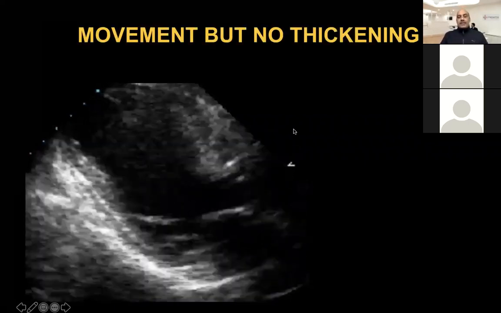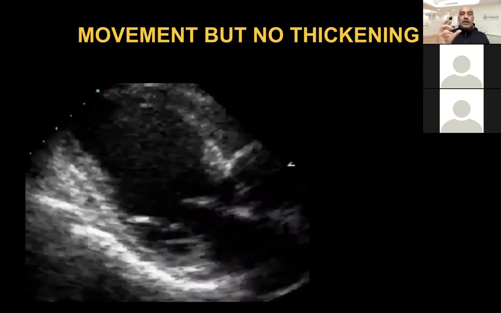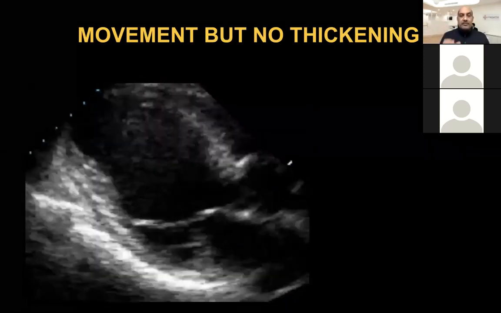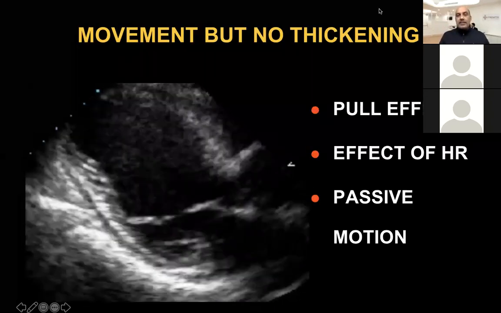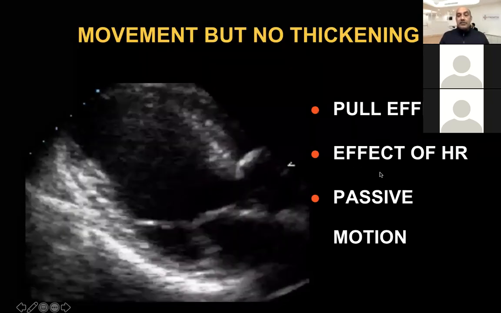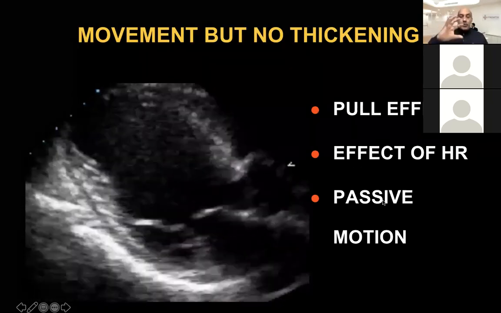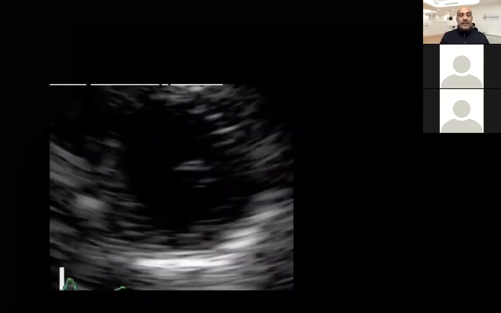We call this a paradox, and it's a very common problem if we do not focus on the thickening. We just look at the movement, because movement can be passive. The thickening cannot be passive. It is an active contractility. And this can be because of pull effect, as I showed here. Sometimes when the heart rate is very high or there's a passive movement in the chest, these kinds of confusions can happen. We have to be very watchful.